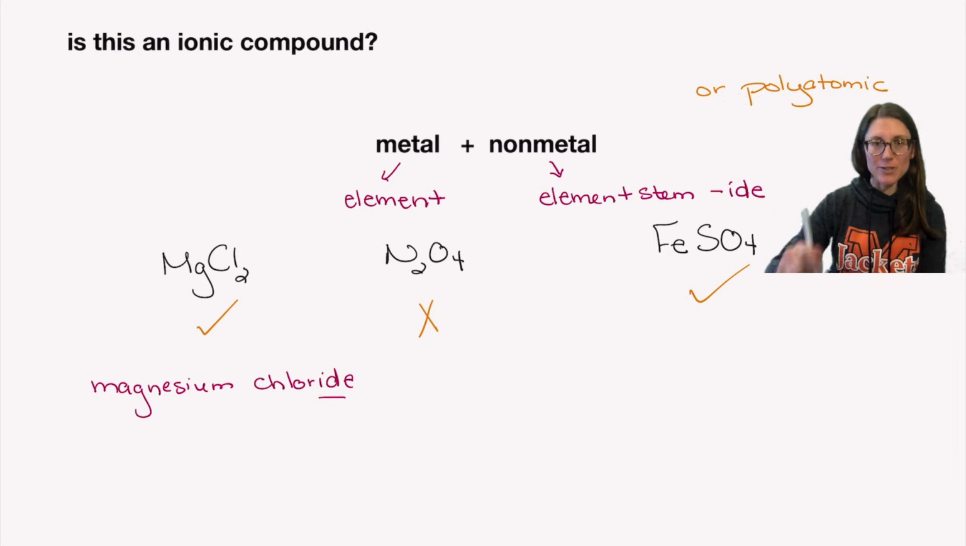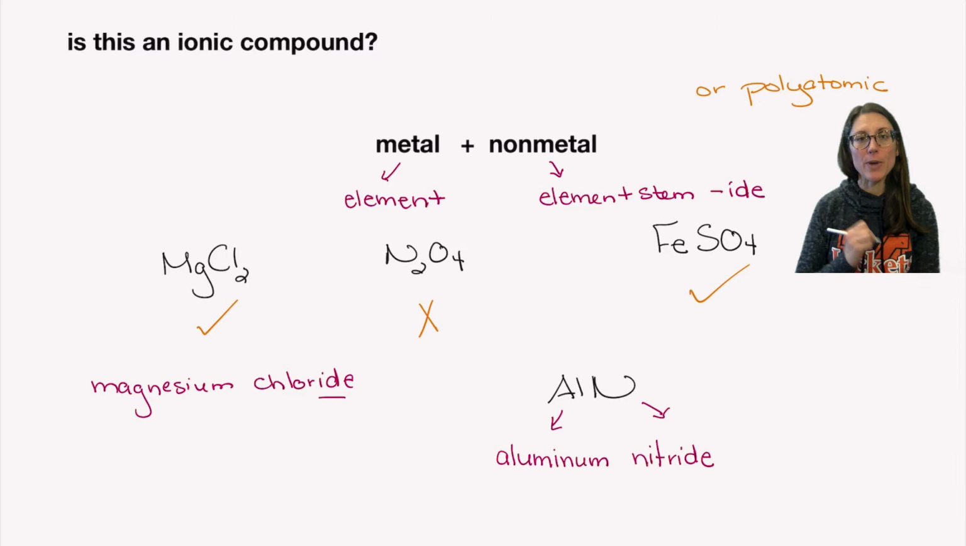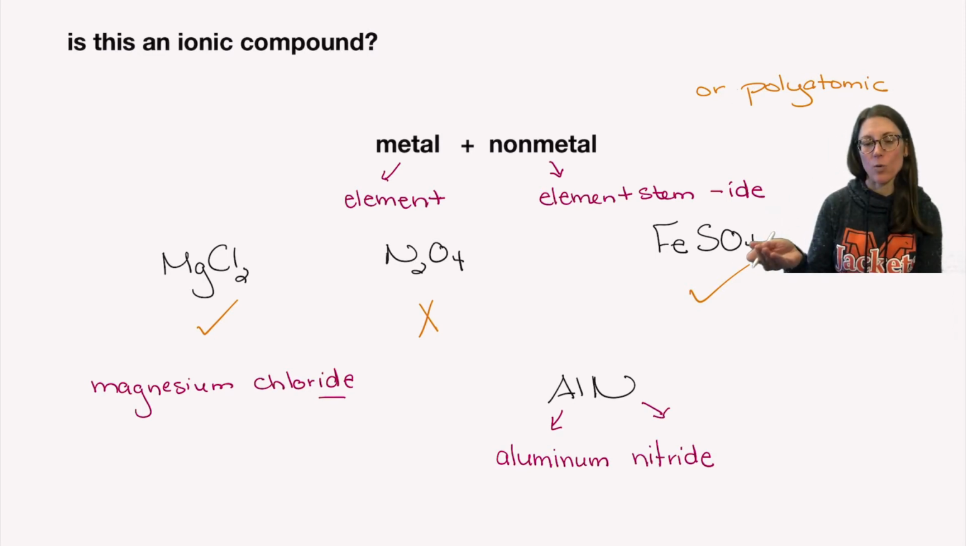I'm going to do FeSO4 here in just a minute, but let's just look at one more that I don't have up here right now. Let's take a look at AlN. Okay, so for this one, Al, that's aluminum. So I've got aluminum, and then I have nitrogen, and this guy becomes nitride. And so I get aluminum nitride. So the base name is just the first element, second element, toss in the IDE. And by convention, we always put the metal or the cation first, and then the anion second.